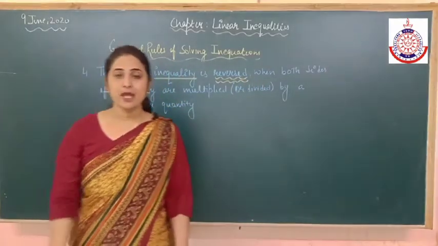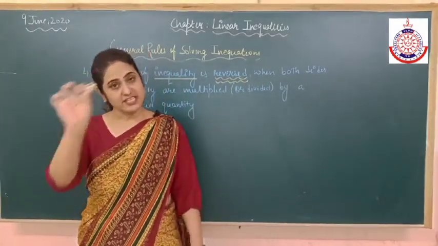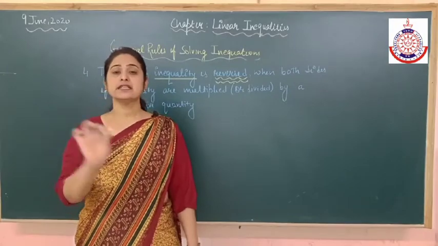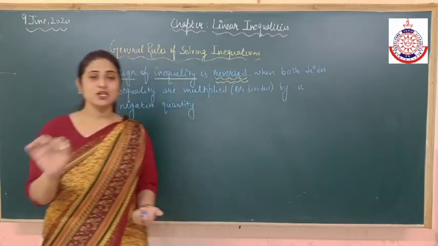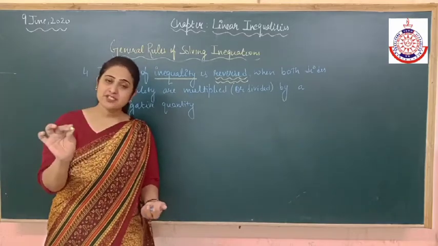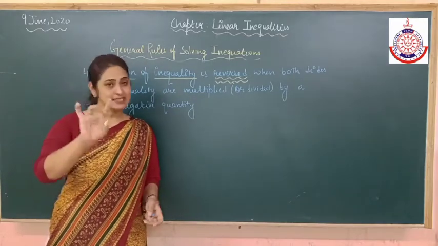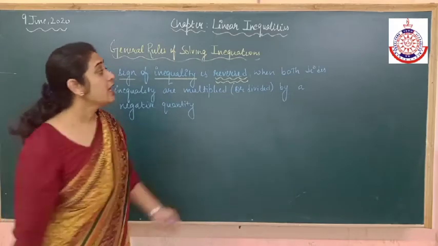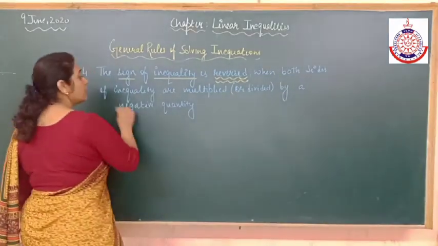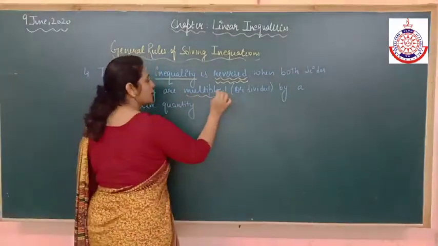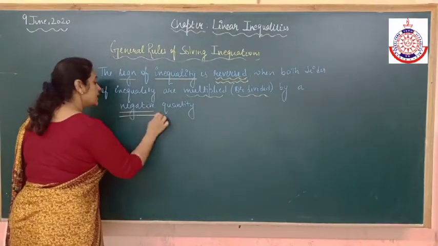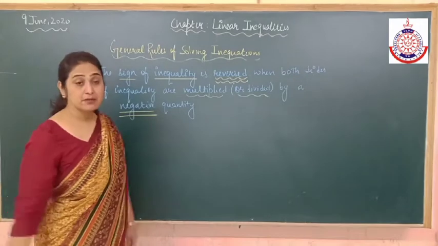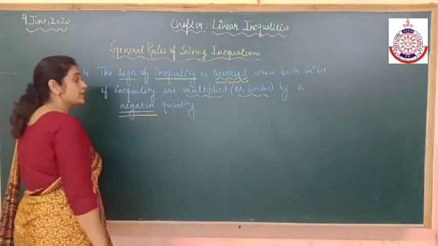What does reversed mean? If it is less than, it will become greater than; if it is greater than, it will become less than, and vice versa. Is it clear? If it is less than equals to, it becomes greater than equals to; if it is greater than equals to, it becomes less than equals to. It gets reversed when both sides are multiplied or divided by a negative quantity. So two things to be noted.